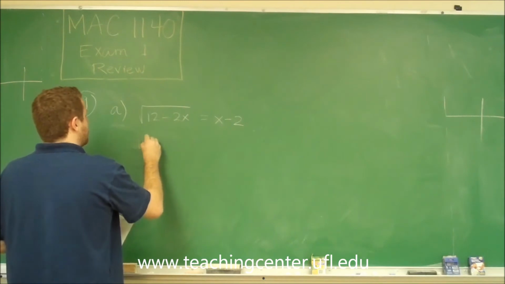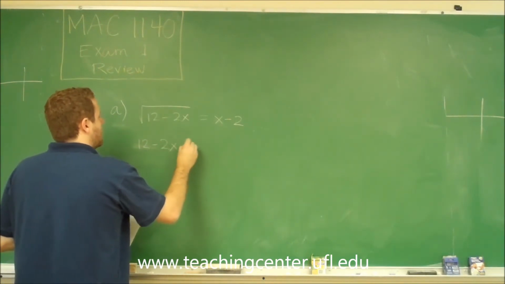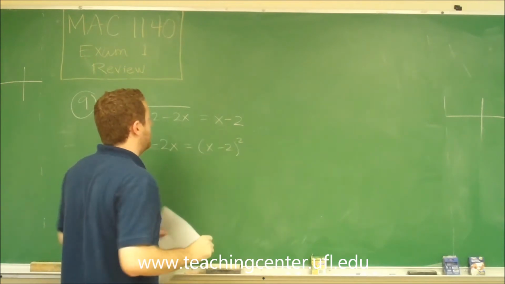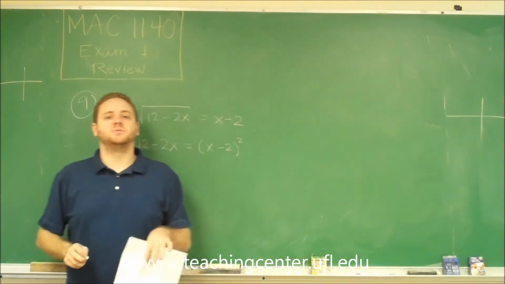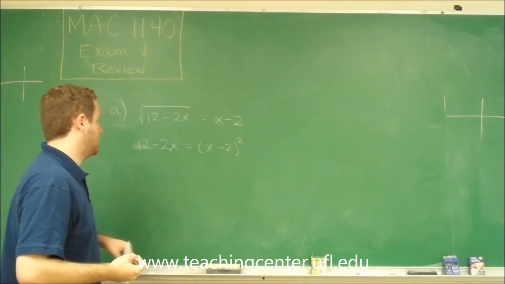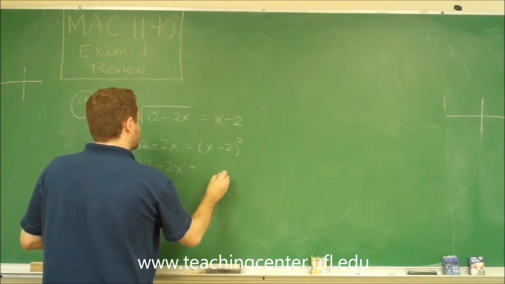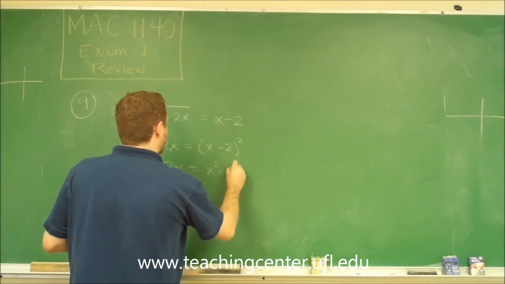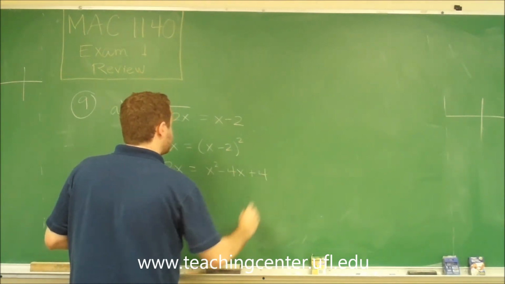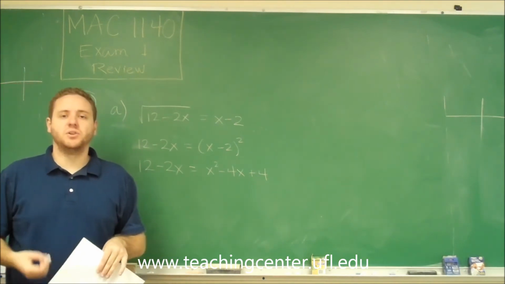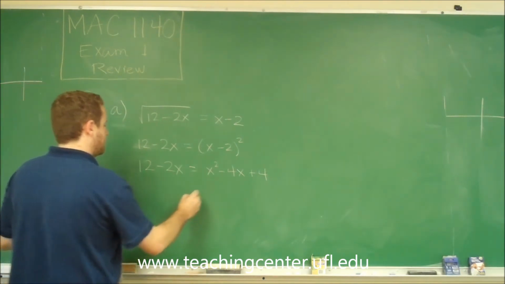Squaring both sides would give you 12 minus 2x, and over here we would get x minus 2 squared. Remember that you can't square both terms individually. You would have to FOIL this out. So we're going to need to do that. So this would be x squared minus 4x plus 4. And now we can just rearrange it so it's equals 0 and solve it quadratically.